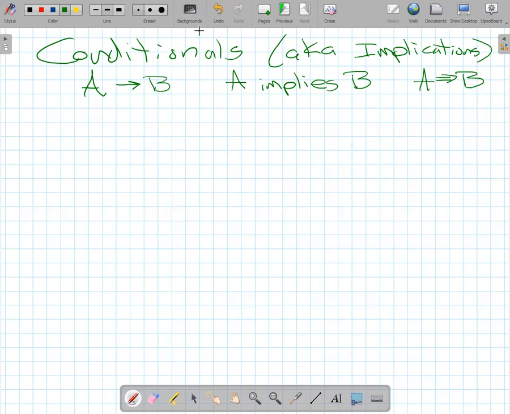So math notation is pretty standard around the world. Logic is almost standard. There's similar symbols. So again, if you see a single arrow, that implies. A double arrow, that generally implies.